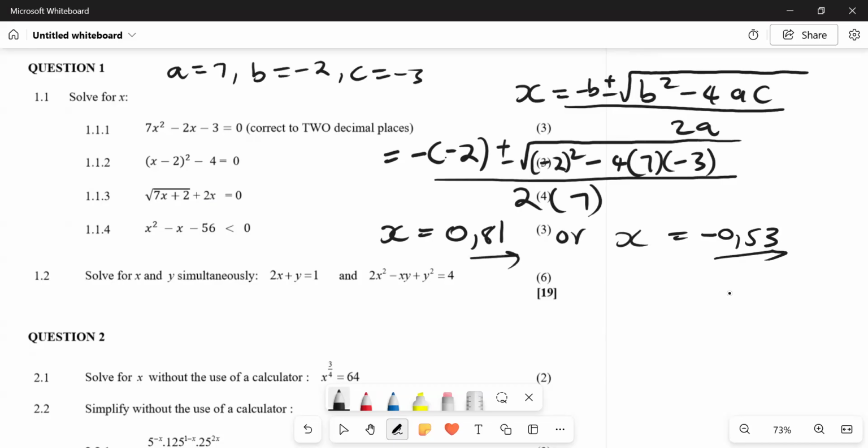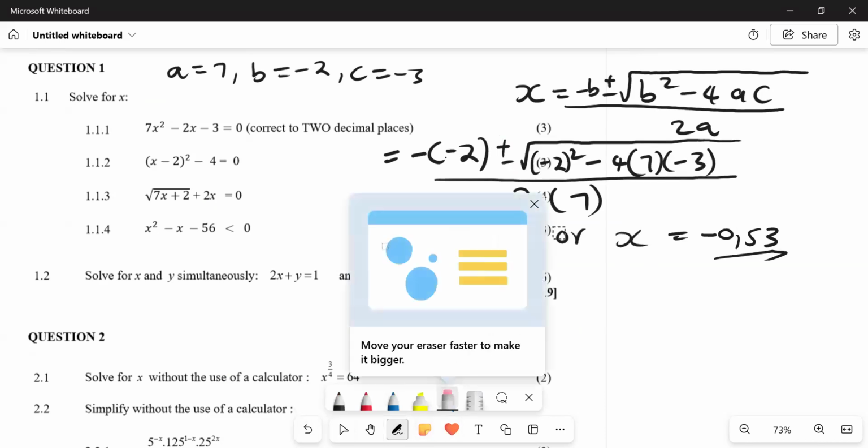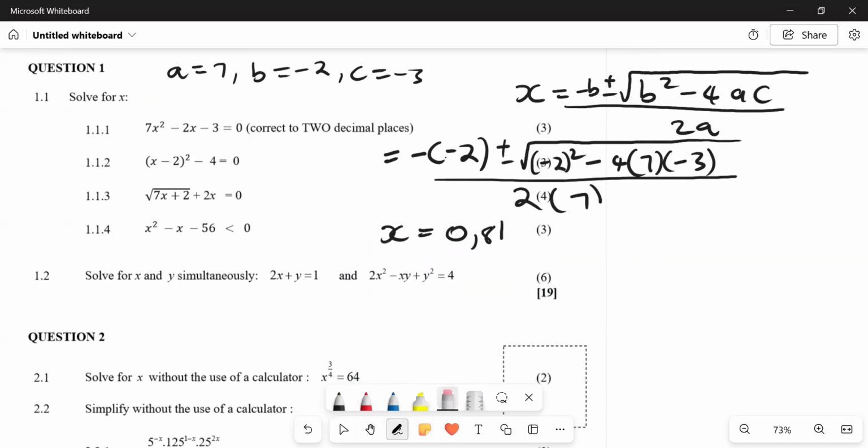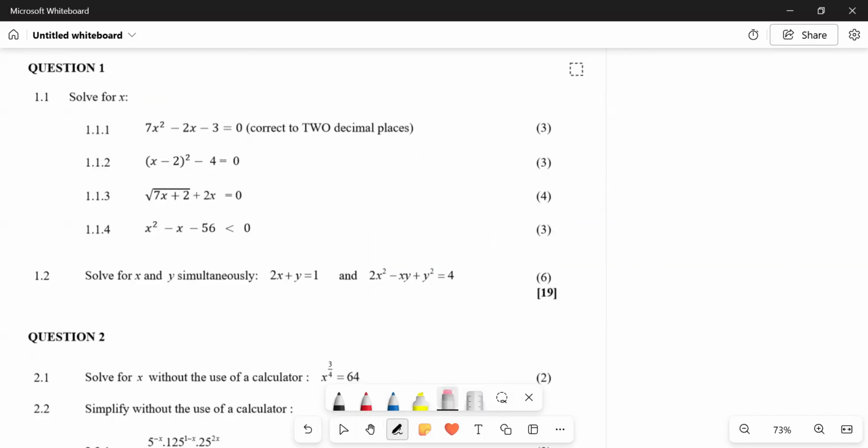So why are we having two solutions? Because there's plus or minus there. I hope it makes sense. And then now we move to the next part. Solving for x again, which is 1.1.2.